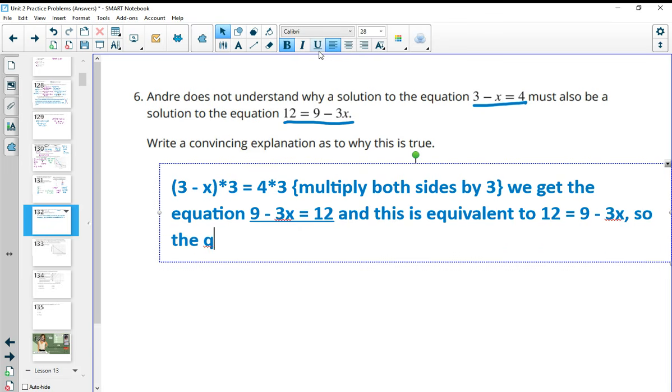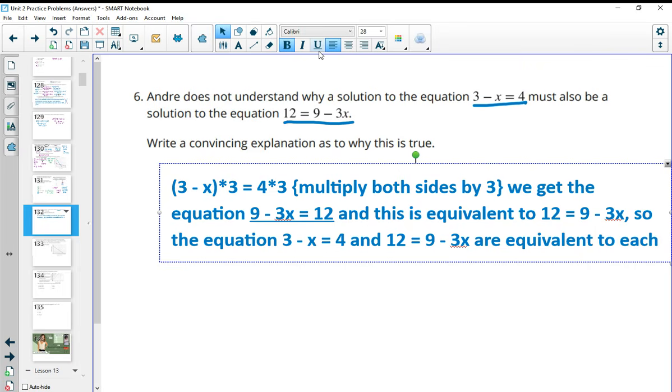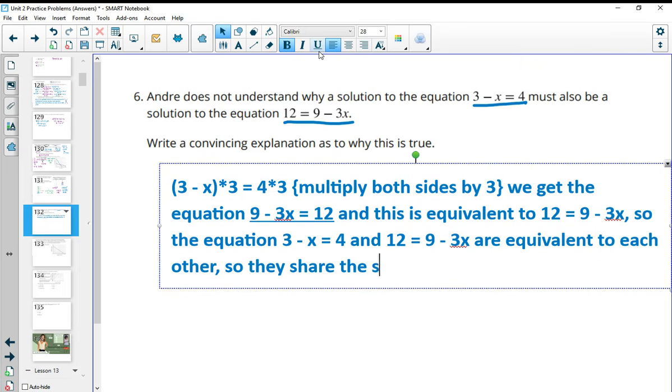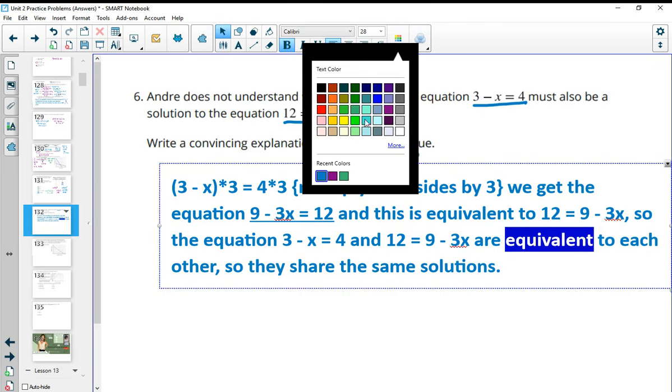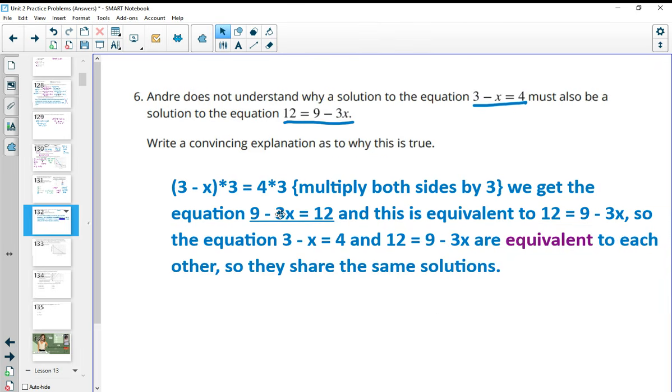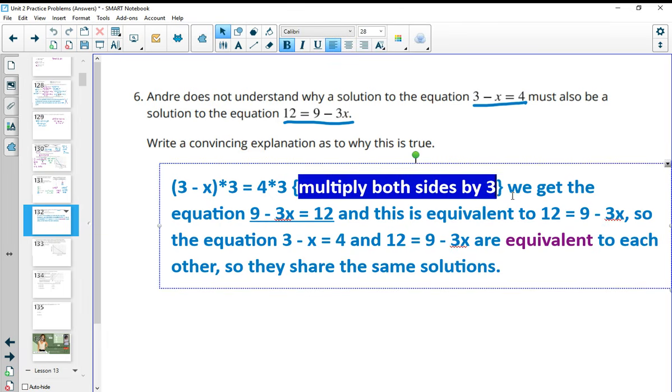So the equations 3 minus x equals 4, and 12 equals 9 minus 3x are equivalent to each other. So they share the same solution. If two equations are equivalent, that means that they share the same solutions. And we know that these are equivalent because we just multiplied both sides by 3, which gave us the same equations. So then they're going to have the same solutions.